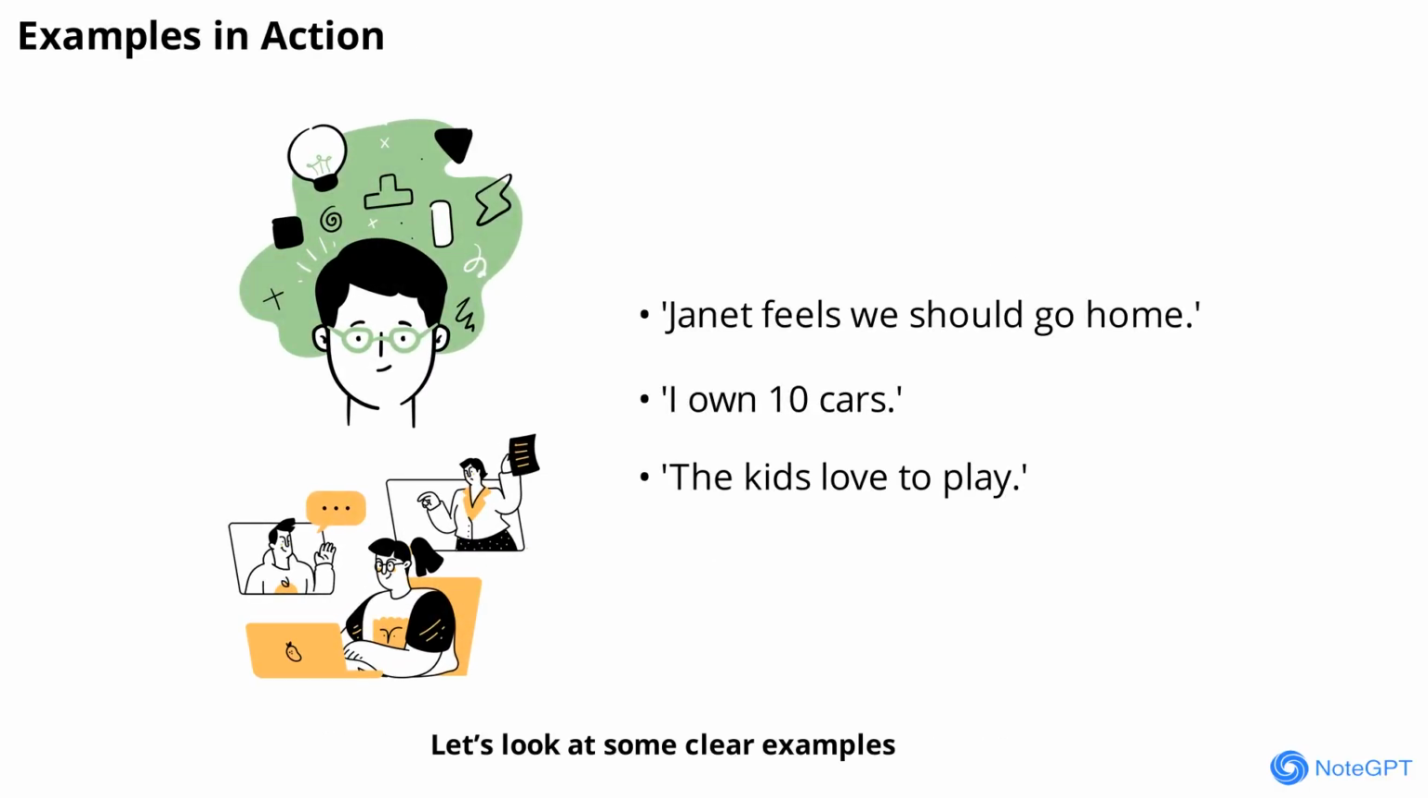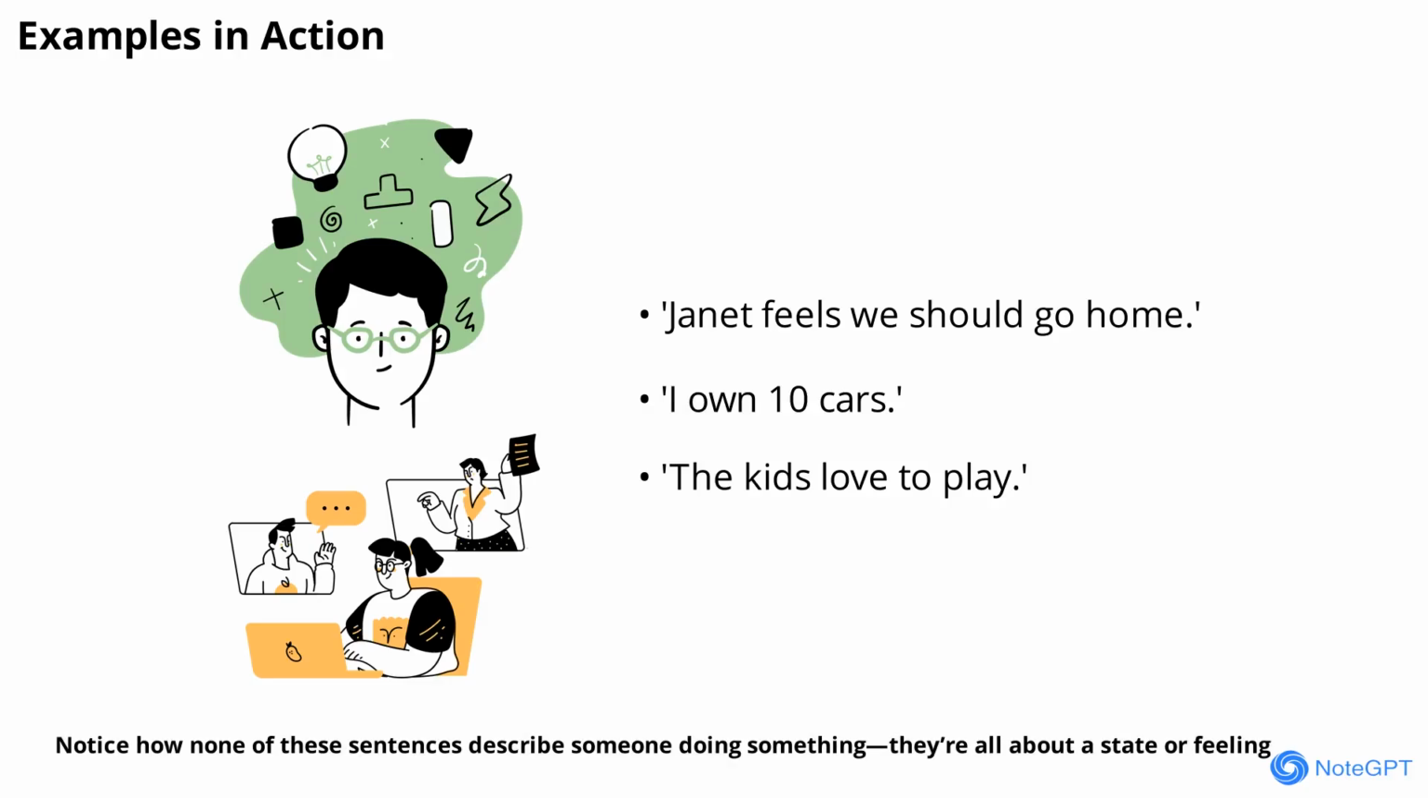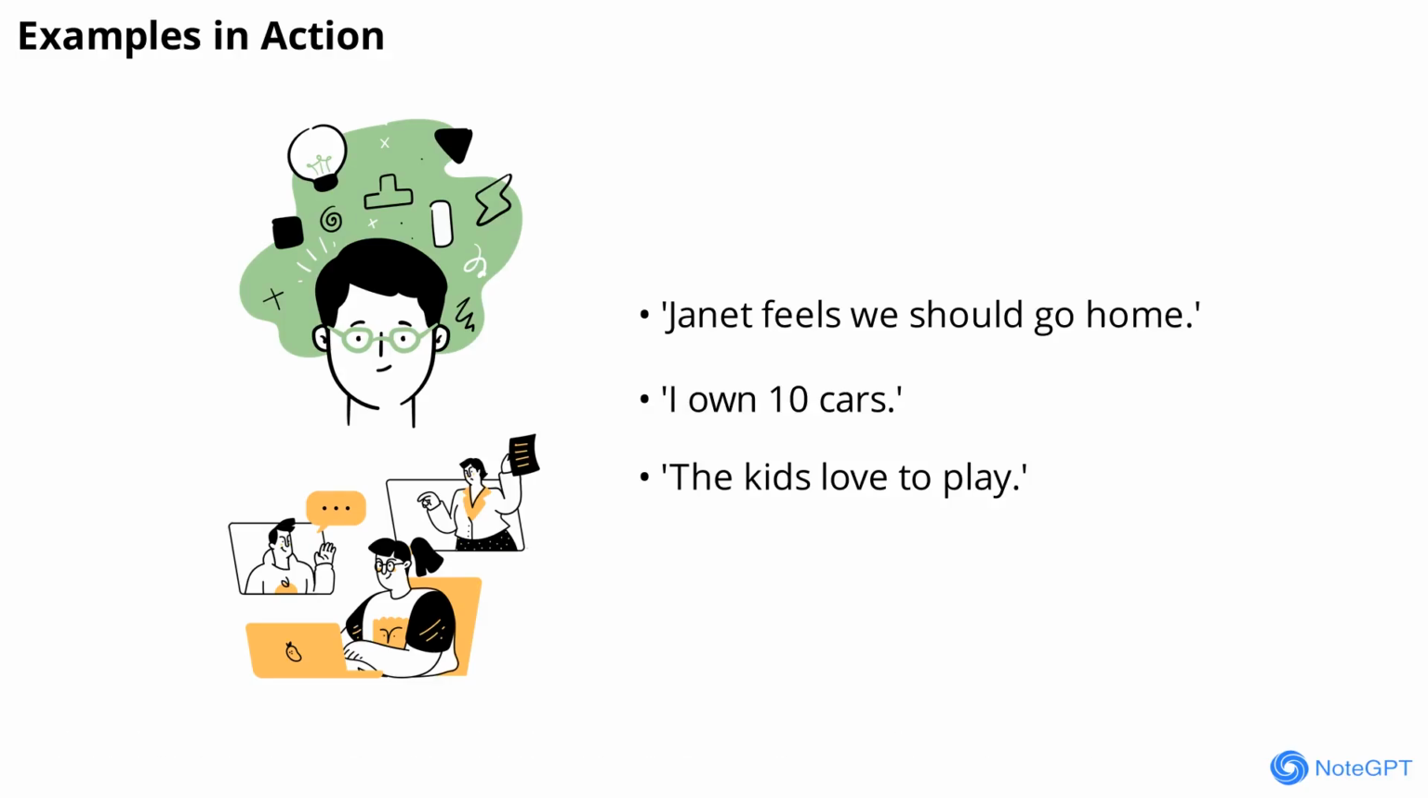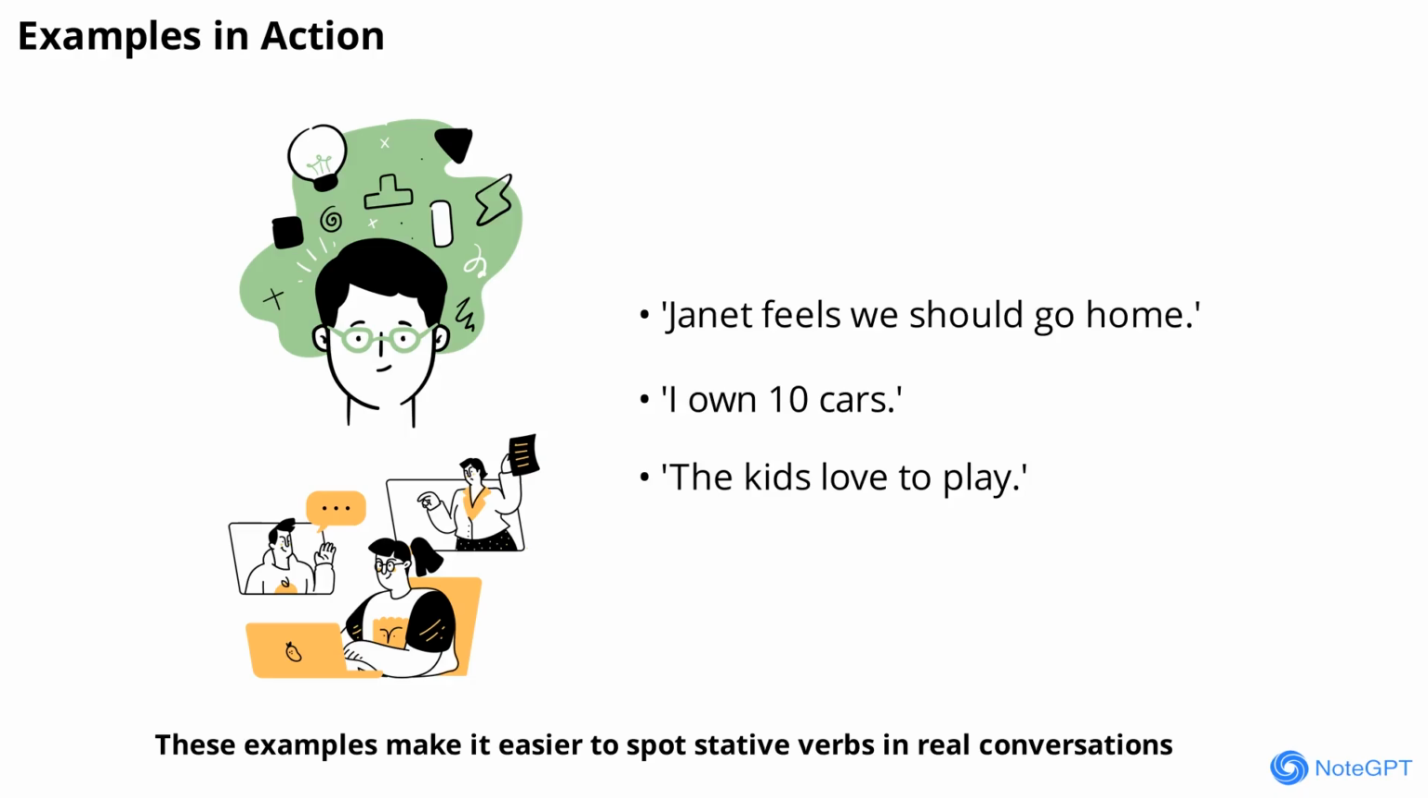Let's look at some clear examples. "Janet feels that we should go home." Here, feels expresses Janet's opinion, not a physical action. Or, "I own 10 cars." The verb own shows possession. And "the kids love to play outside in the summer." Love here is about emotion. Notice how none of these sentences describe someone doing something. They're all about a state or feeling. These examples make it easier to spot stative verbs in real conversations.